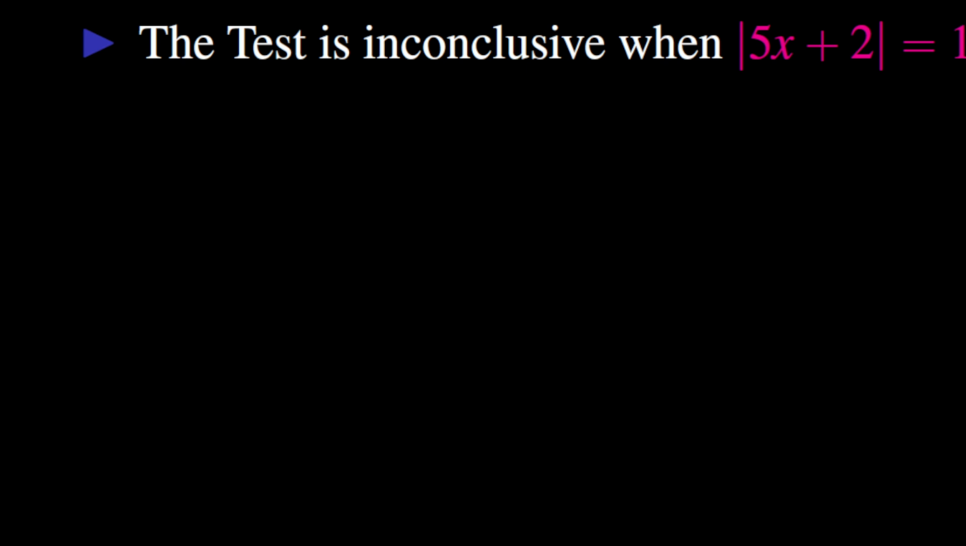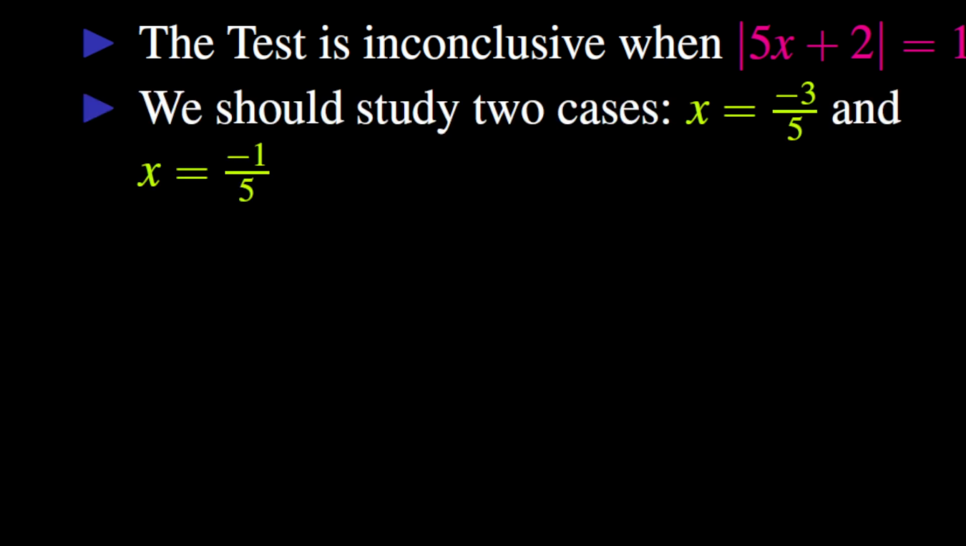Given that the ratio test is inconclusive when the absolute value of 5x plus 2 is equal to 1, this means that the series may converge or diverge at the endpoints of the interval of convergence. We will now study two cases, when x is equal to -3 over 5, and when x is equal to -1 over 5.